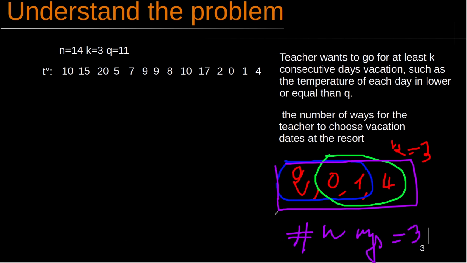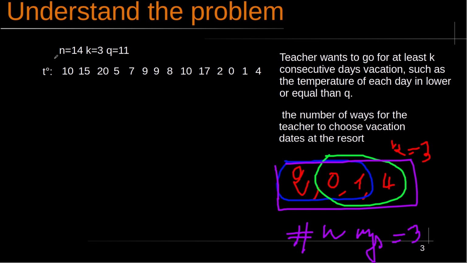because these are 4 consecutive days and the temperature is less than 11, so he can go on these days. But he wants at least 3 days from these 4 days. He can choose the blue 3 days here, or the green, or the purple for all the 4 days. So the number of ways is equal to 3.